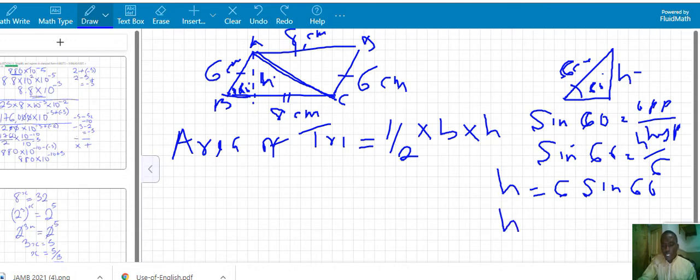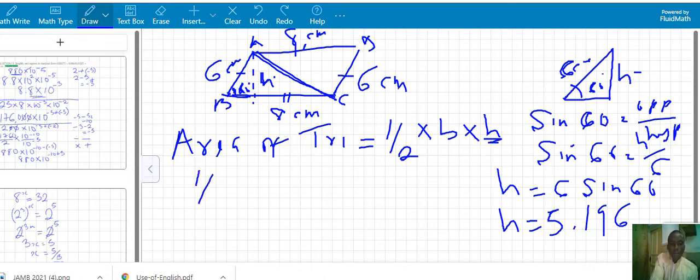If we point it in the calculator, you are going to see that our height will be equal to 5.196. That's what we are going to get. So that is the height for this value h. So the area of the triangle will now be half times the base, which is 8 centimeter, times the height, which is 5.196 centimeter.